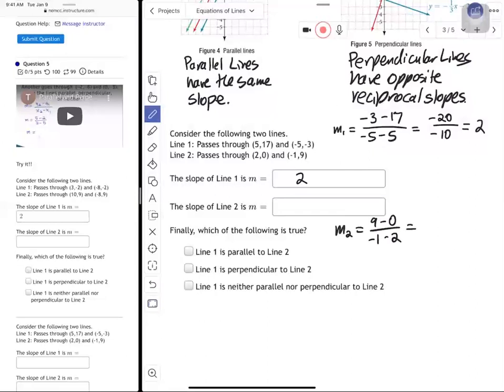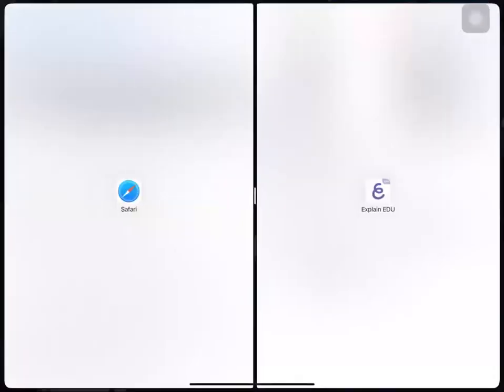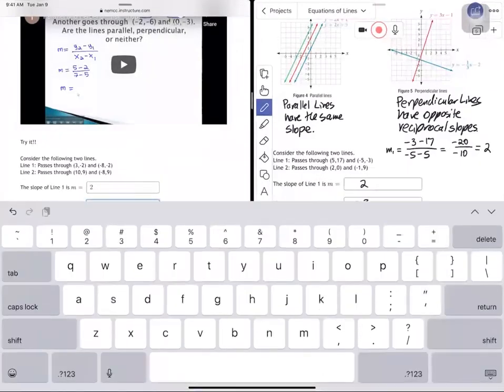Okay, so that is 9 over -3, which is -3. So these two are not the same, and they're not opposite reciprocals. So that tells us that this particular set is neither.